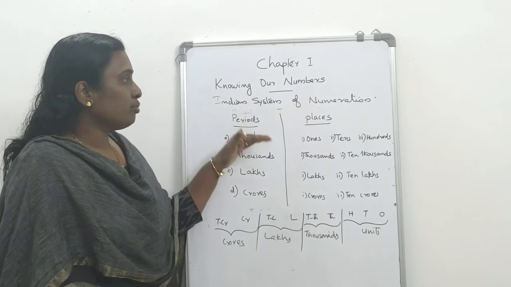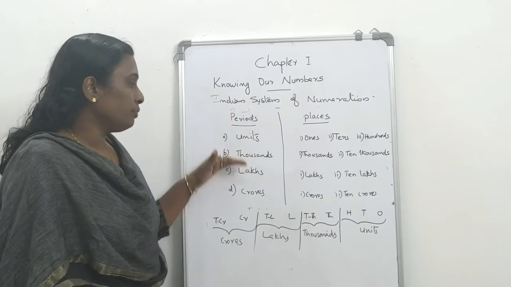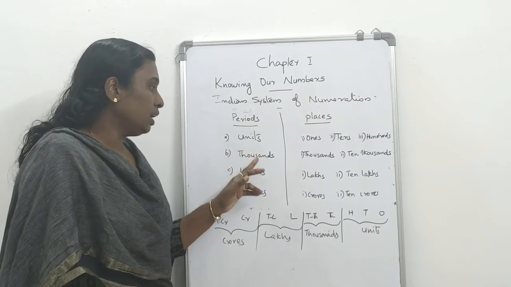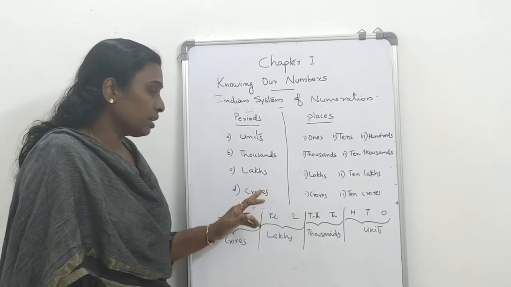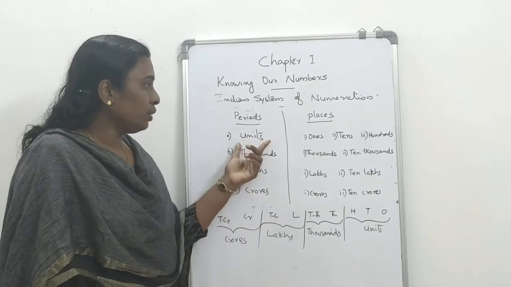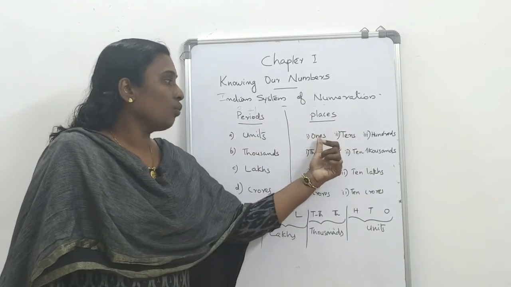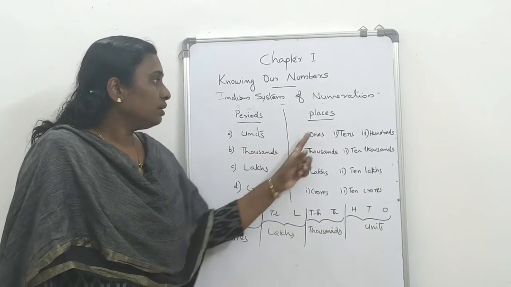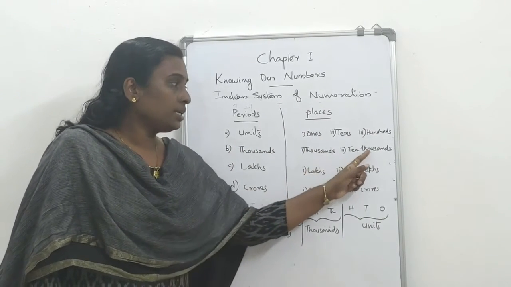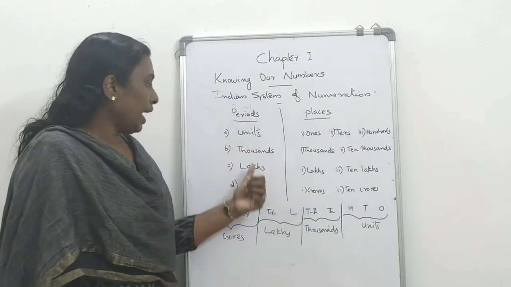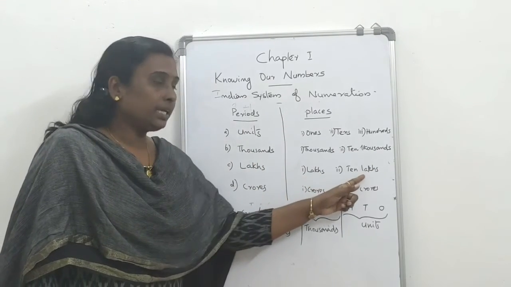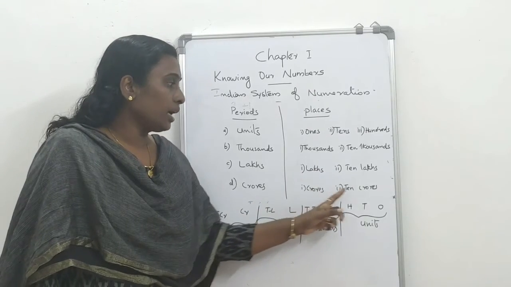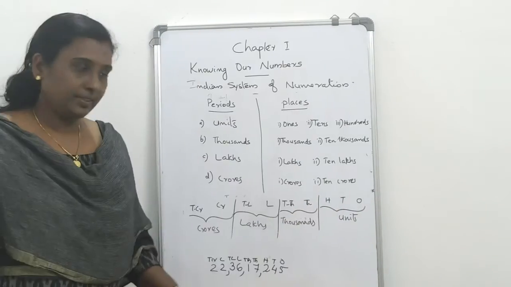In the Indian system of numeration, we use different periods and places. The periods are units, thousands, lakhs and crores. In units, the places are ones, tens, hundreds. In the thousands period, the places are thousands and 10,000s. In the lakhs period, the places are lakhs and 10 lakhs. In the crores period, the places are crores and 10 crores.